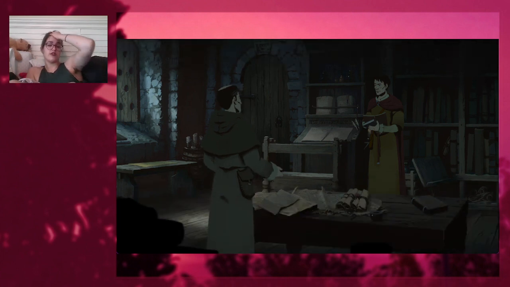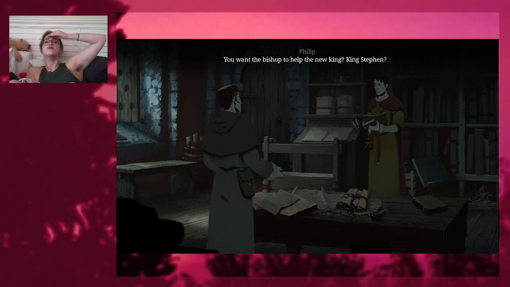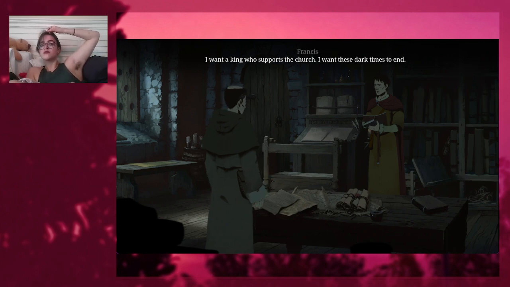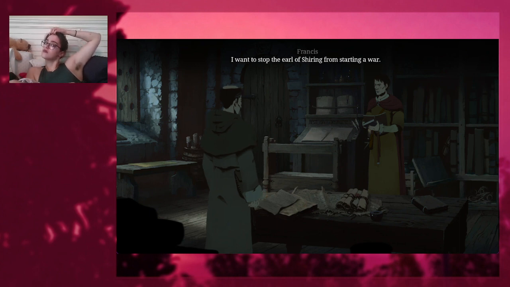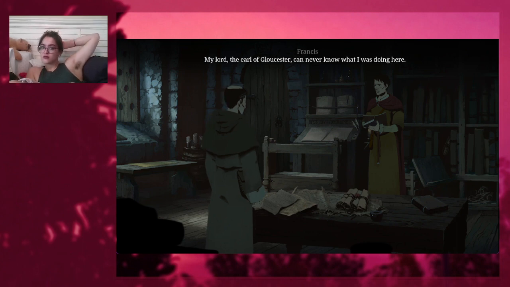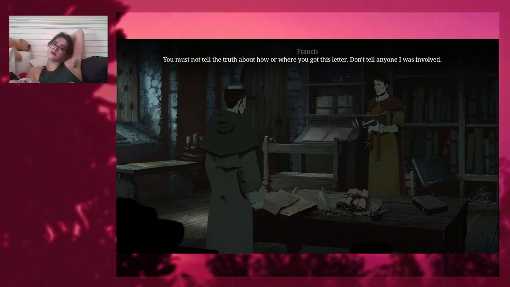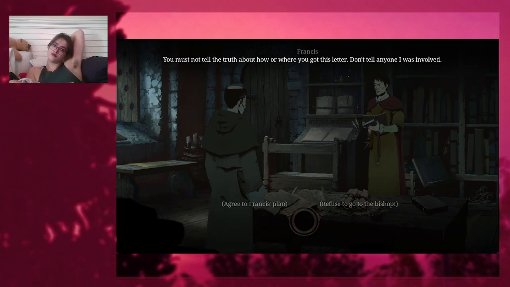That's Francis's motives. You want the bishop to help the new king, King Stephen? I want a king who supports the church. I want these dark times to end. I want to stop the Earl of Shiring from starting a war. He could set the whole of England on fire. My lord the Earl of Gloucester can never know what I was doing here. You must not tell the truth about how or where you got this letter. Don't tell anyone I was involved.